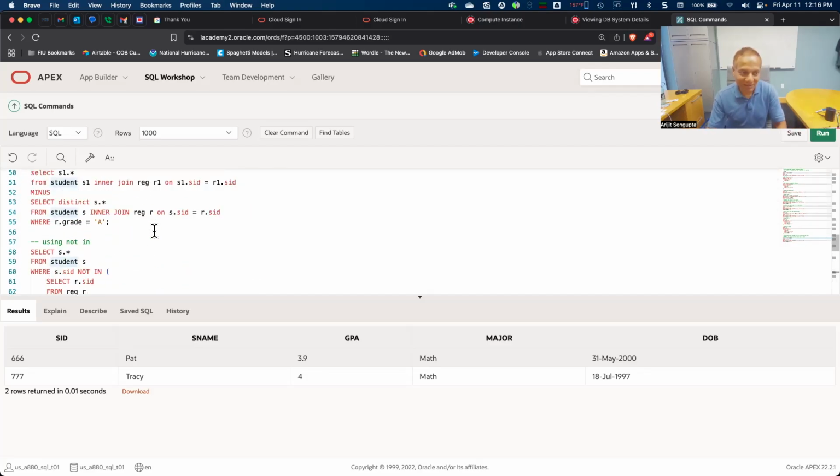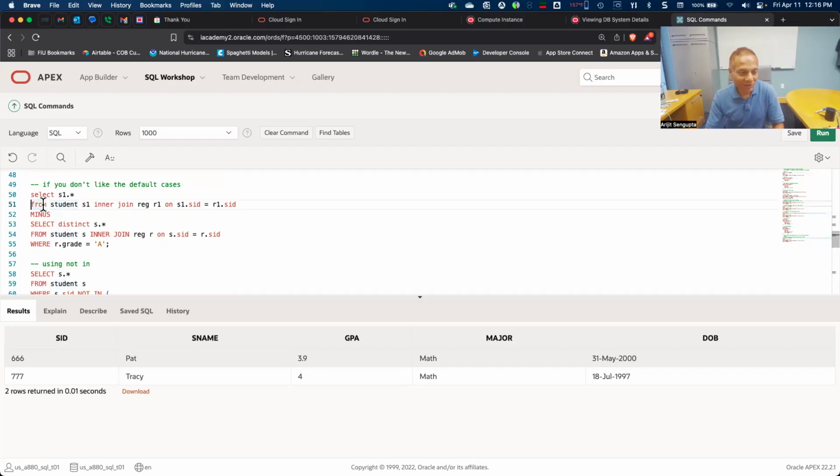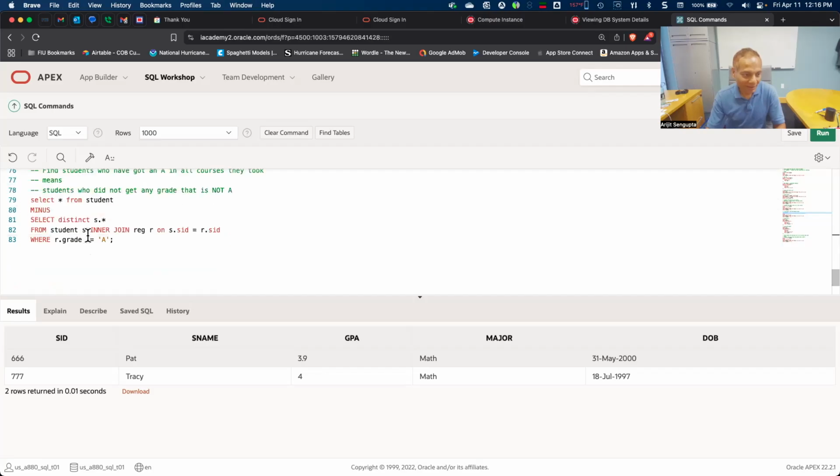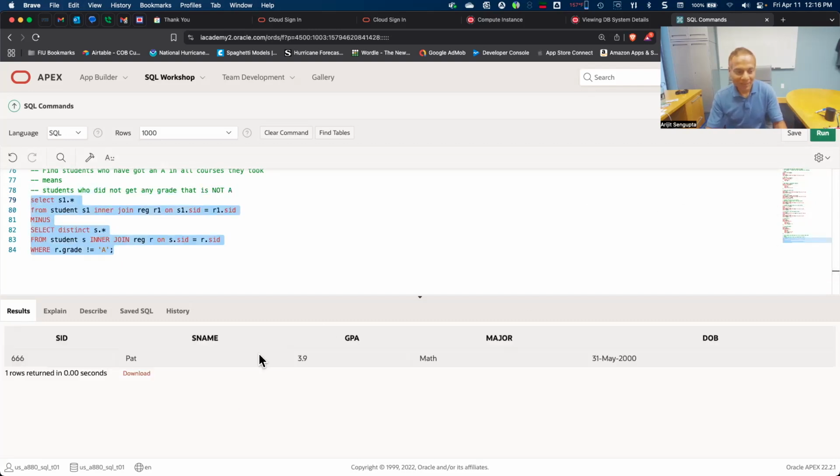And it's pretty easy. Just do a join outside, and that'll take care of the default. So if I do this, instead of just selecting all the students, I only select the students who have taken something. And now if I do the minus, I will only get Pat. Tracy goes away. So that's essentially how it works, and in the same way with a not in or not exists as well.